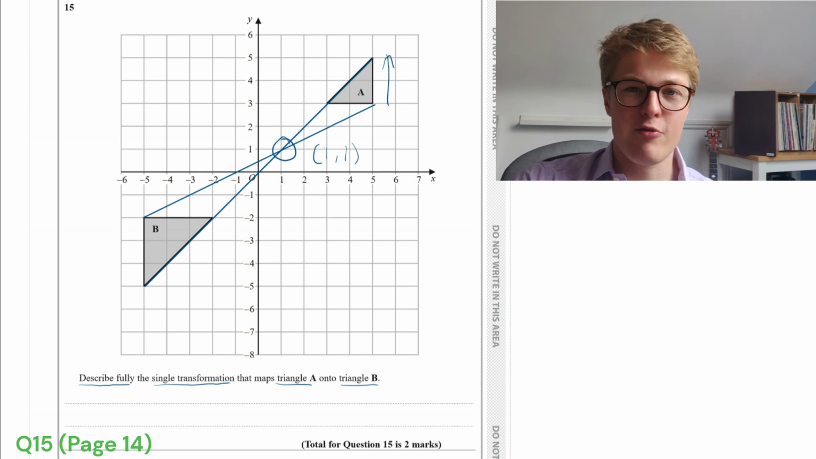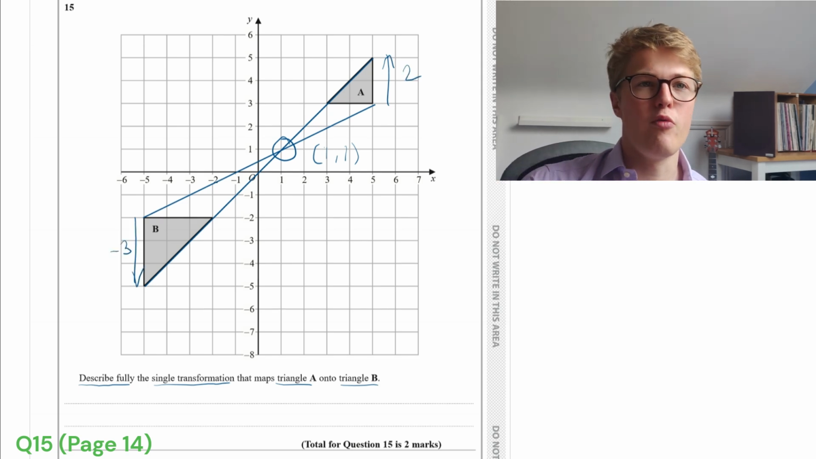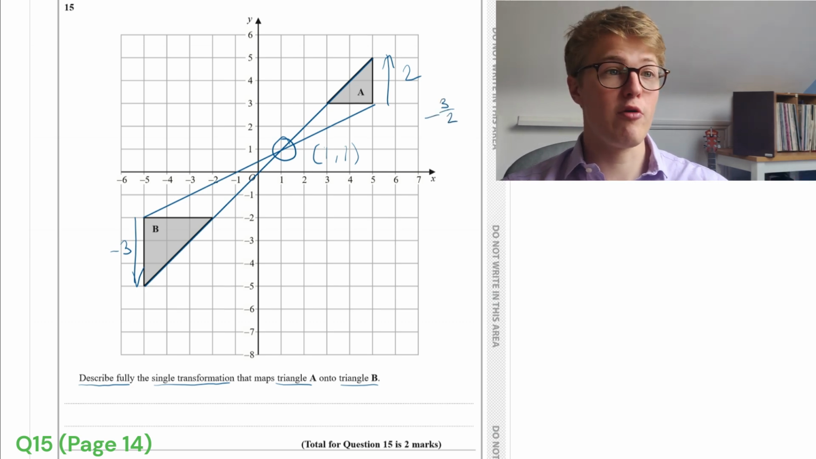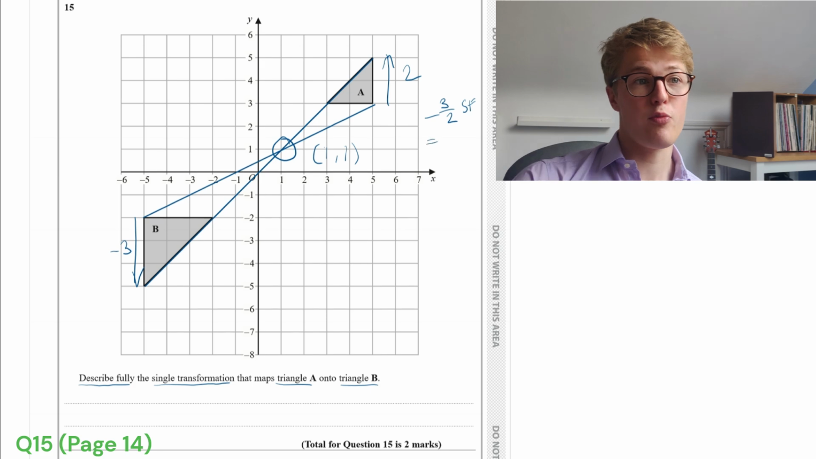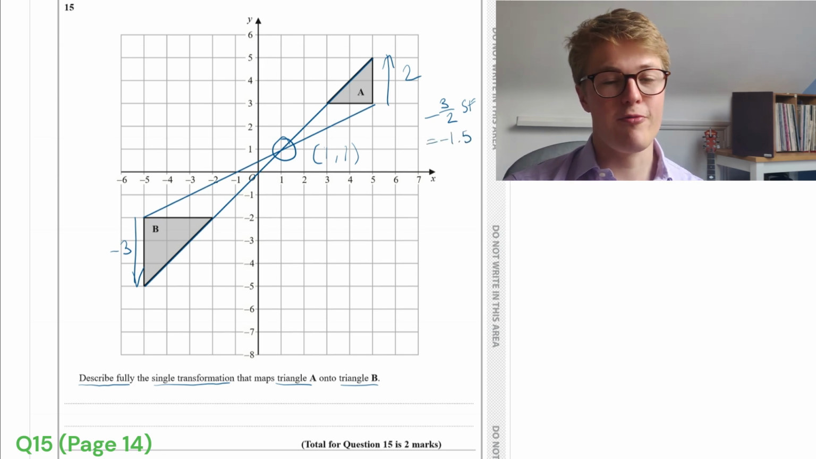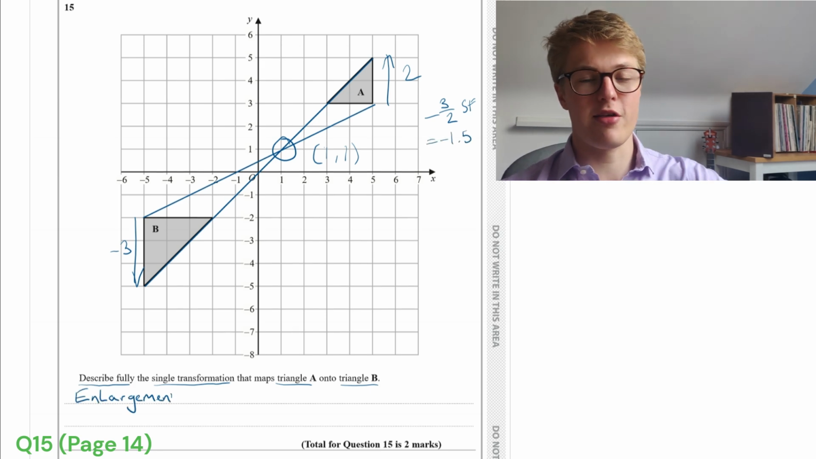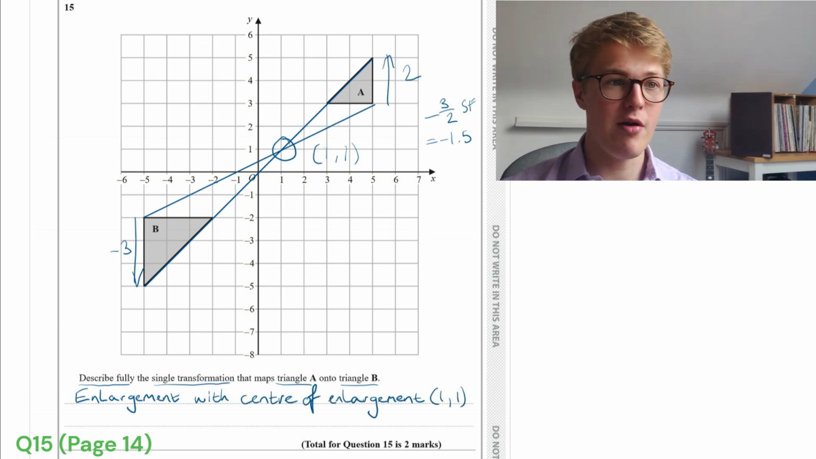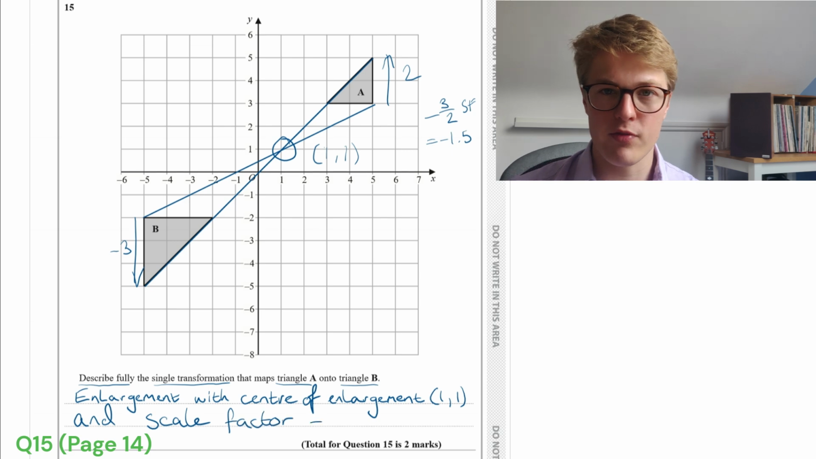But the scale factor for our enlargement is actually going to be negative because we've inverted the shape. So we see that we go from bottom to top and we have 2 as our length. And then if we go from bottom to top, but this time in the inverse, we have minus 3. So the final shape has minus 3 and the starting shape has 2. So the scale factor is minus 3 over 2, which is minus 1.5. So that means we have an enlargement with centre of enlargement 1, 1 and scale factor minus 1.5.